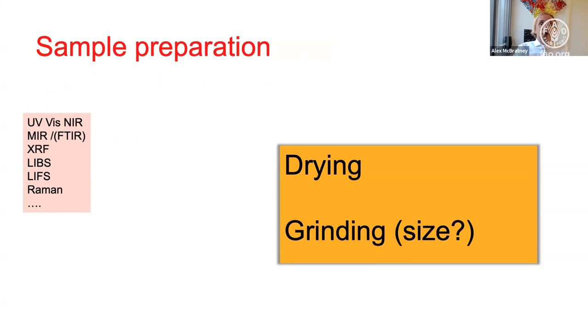In terms of sample preparation, it does get back to the mundane questions of do you have to dry the sample, or how much do you have to dry the sample? Does that have an impact on the spectrum? And grinding, the size of the sample: does it matter how big the material is that's presented to the spectrometer? We know from experience that MIR is much more sensitive to the size of the material, so we tend to grind it much finer than we do for NIR. That question remains for some of the others.